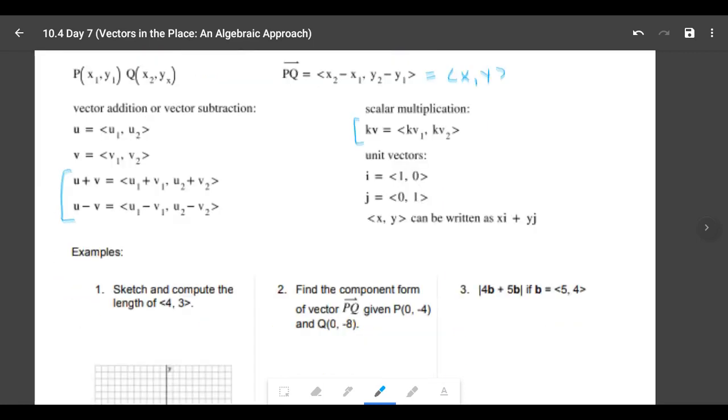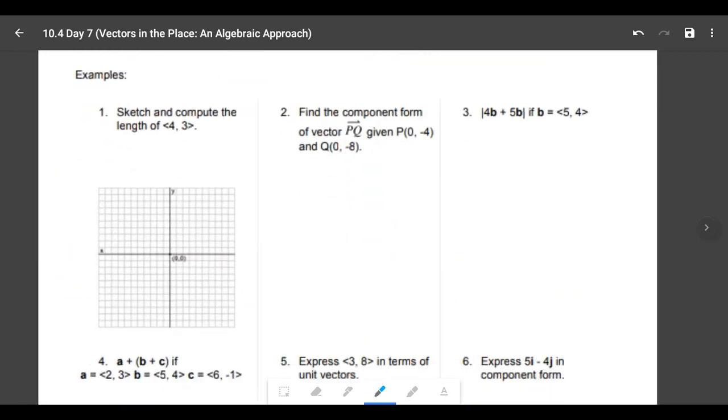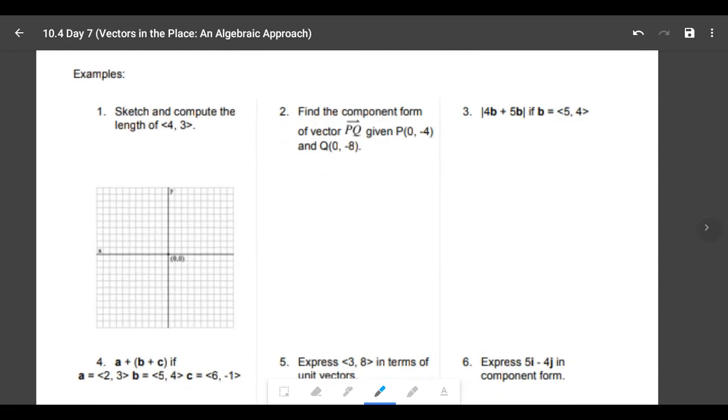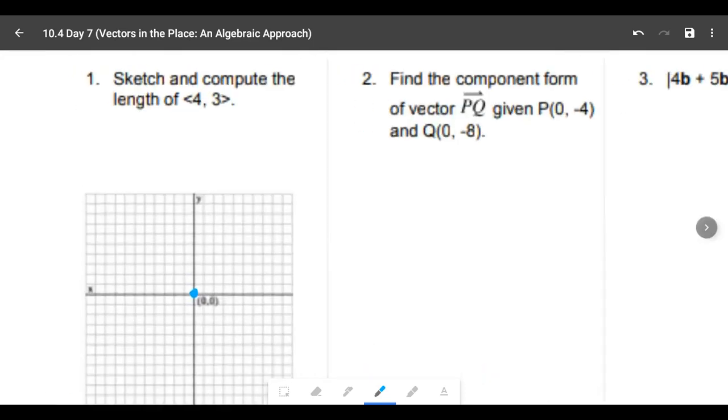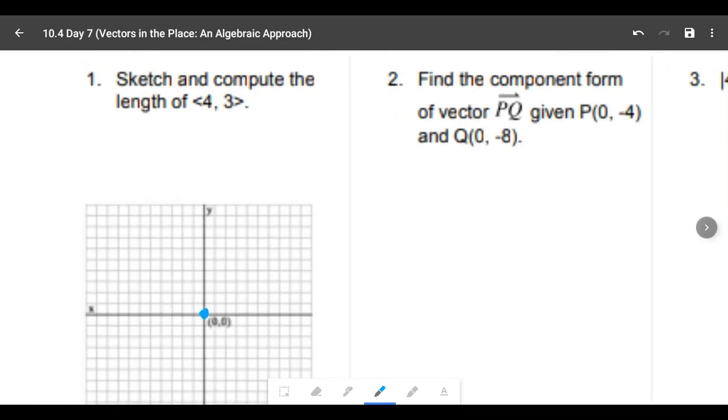From here, looking at the examples that we have, this first one tells us to sketch and compute the length of vector 4, 3. Whenever you sketch vectors, we are always going to start at the origin, so at 0, 0. And then we're going to plot the point 4, 3 like we would normally. So go to the right 4, up 3, and that is going to be the terminal side of our vector.